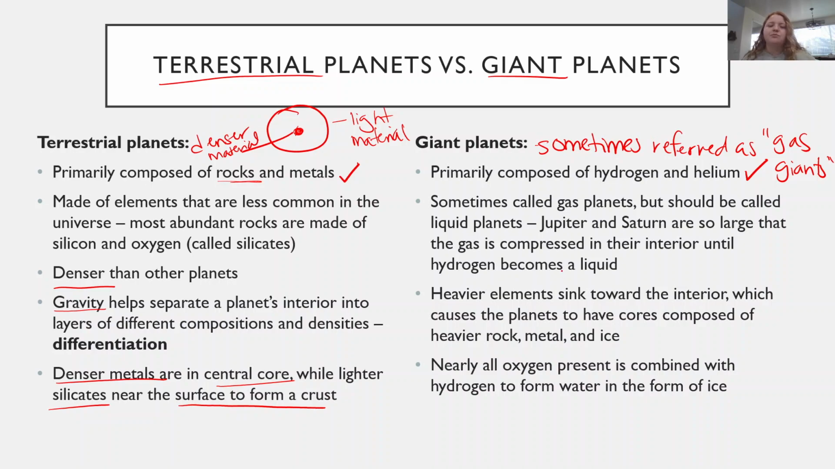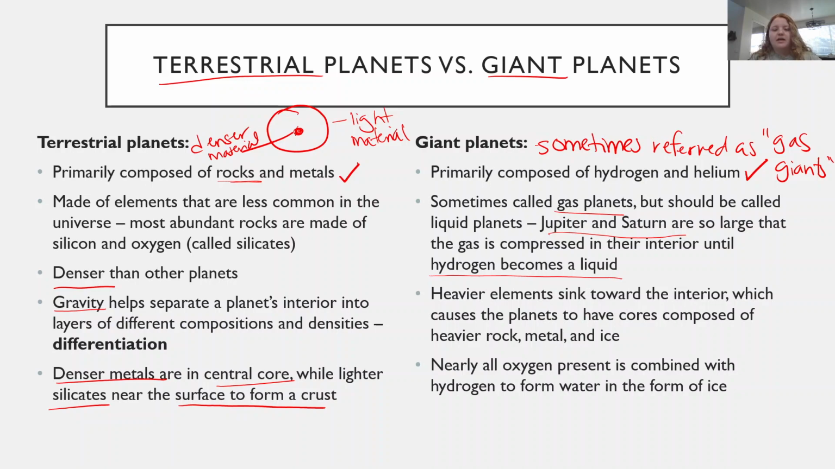Okay, so moving over to the giant planets. Again, they are mainly hydrogen and helium, and that's why they're usually called gas giants or gas planets. But it is now known that they should be almost like a liquid planet, just because for example, Jupiter and Saturn are so large that the gas becomes compressed in the interior until hydrogen becomes a liquid. So it is under so much pressure that it's no longer a gas, but more of a liquid.